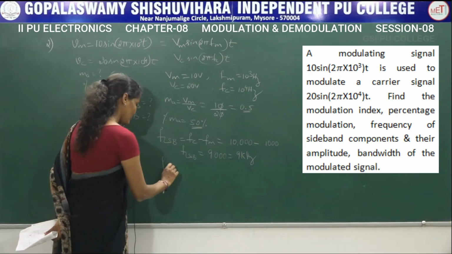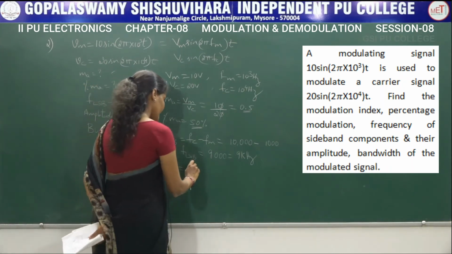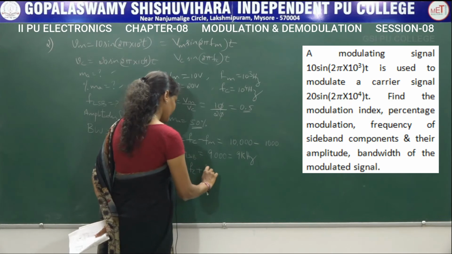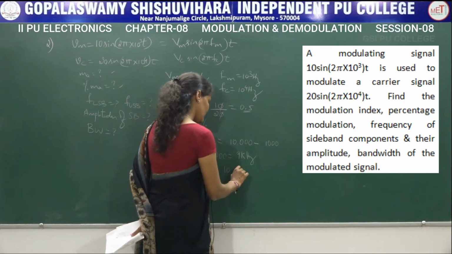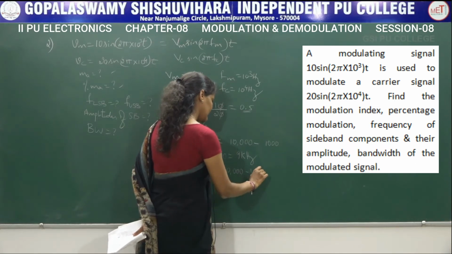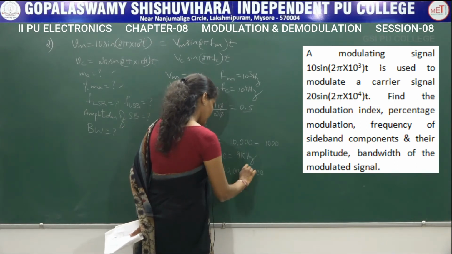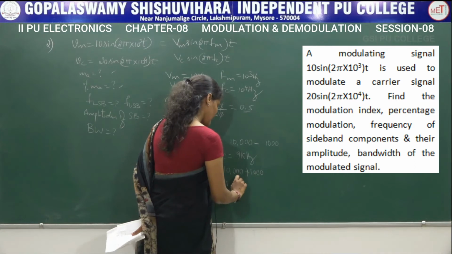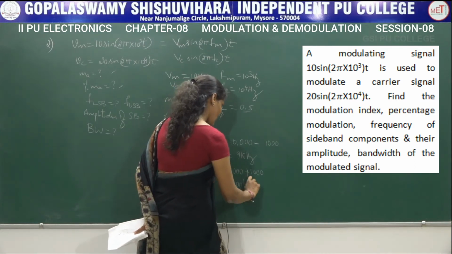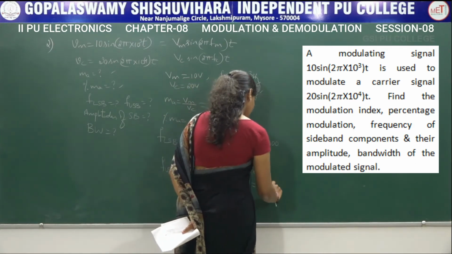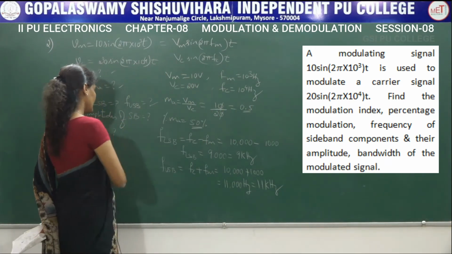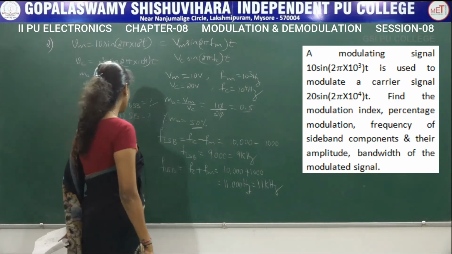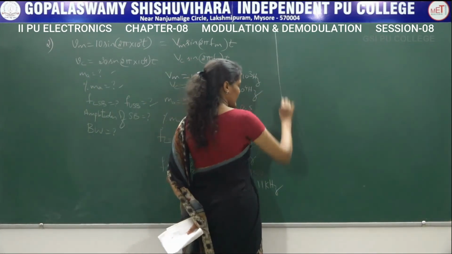Now FUSB equals Fc plus Fm, which is equal to 10,000 plus 1000, which gives me 11,000 hertz or 11 kilohertz. So FLSB and FUSB are found. Now we have to find out the amplitudes of the sideband.